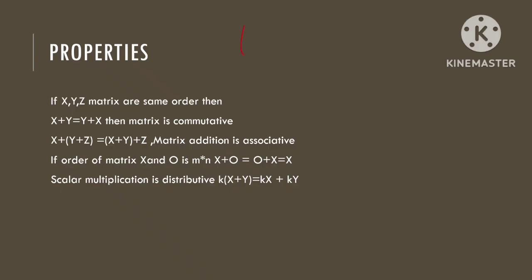1, 0, 1, 1. Okay, this is the X matrix. The Y matrix is, the same order should be there, 1, 1, 2, 1. Now, I'm going to add X plus Y. It means 1 plus 1, we are going to get 2. Now, 0 plus 1, 1. And I'm going to get 1 plus 2, 3. Now 1 plus 1, 2. This is X plus Y.